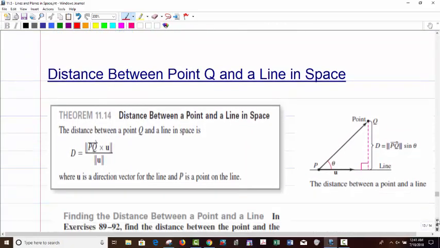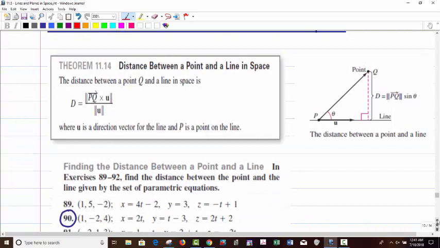Now, here's the formula for the distance between a point P and a line in space. So same thing, we're going to have a point given to us, that's going to be Q. We're going to have to find a point P, any point P on that line. That will be easy. We just did it for planes, now we'll do it for lines. We'll create the PQ vector, and then U is the direction vector for the line.